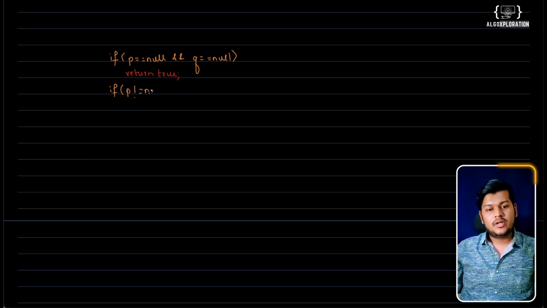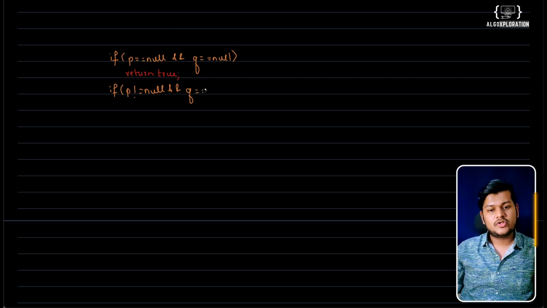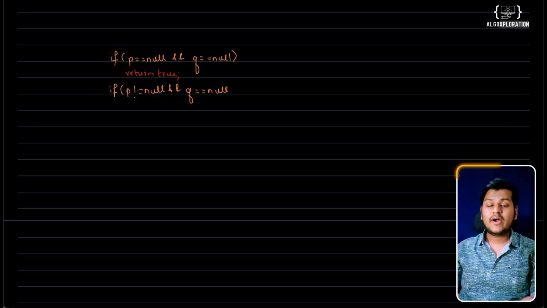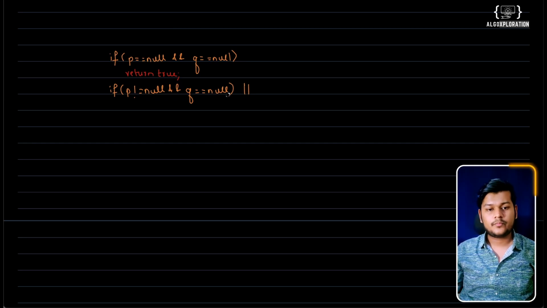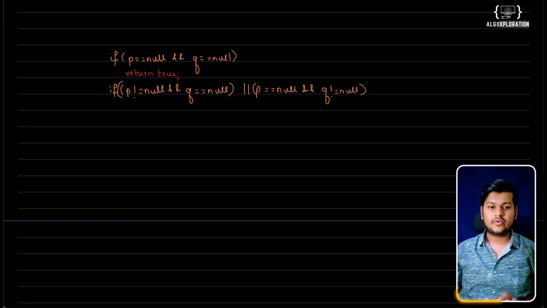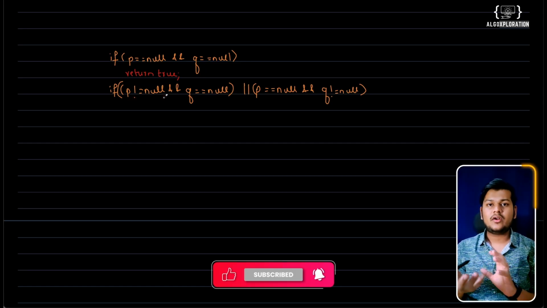P is not equal to null and Q is equal to null. That means the first tree is having the node, but the second tree is not having the node. And vice versa can also be happening. Okay, so I will be having OR over here. That means P is null and Q is not null. Over here, we need to return false, because structurally they are not identical.